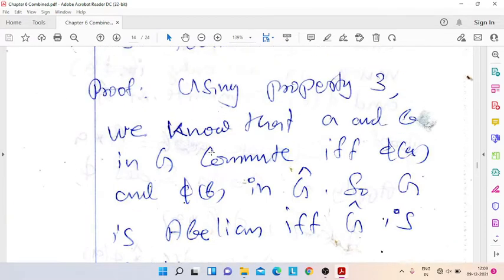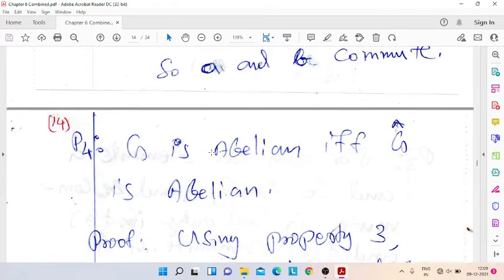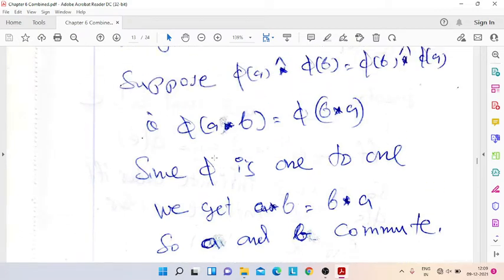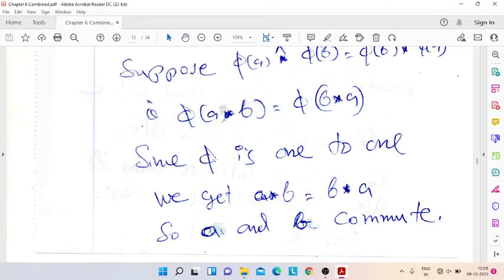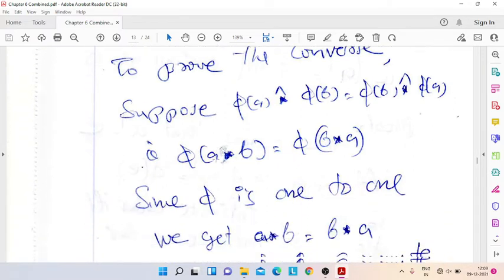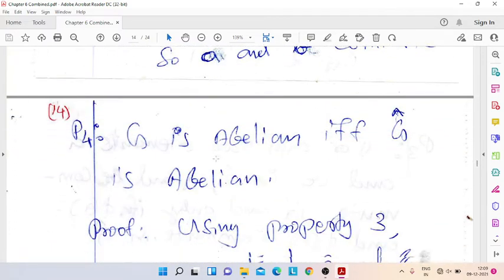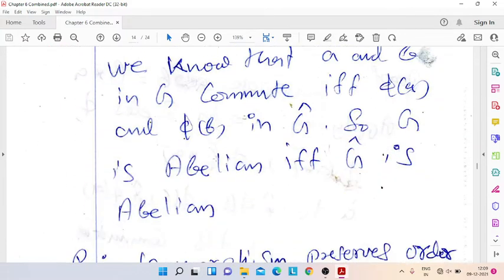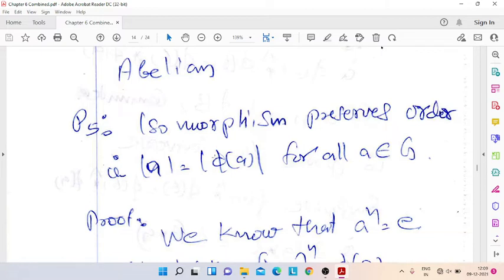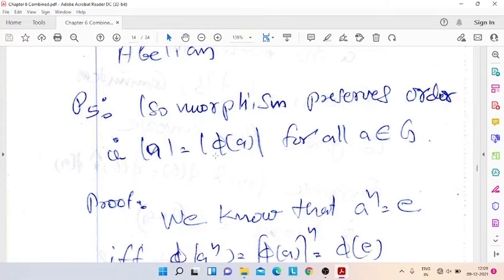Along with property 3, mainly property 3 is used to prove property 4. And now we have to discuss the fifth property.